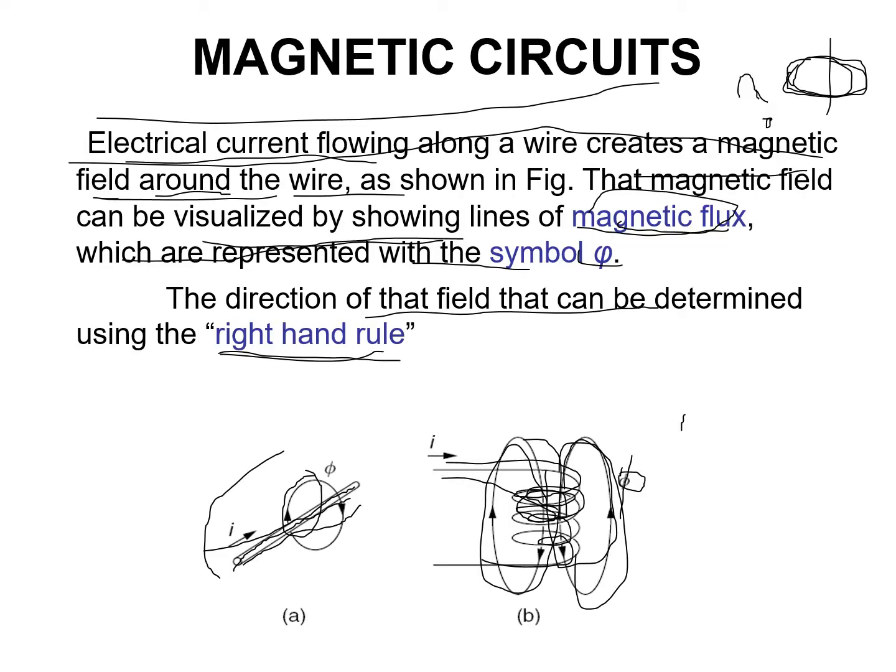What are the primary objectives of magnetic circuits? Here, electrical current flowing along a wire creates a magnetic field around the wire, as shown here, according to Faraday's law. That magnetic field can be visualized by lines, that is, the magnetic flux. Here I am asking a question: what is a magnetic flux, phi?